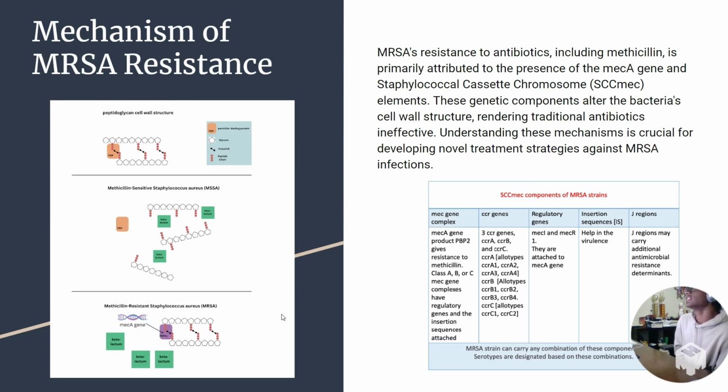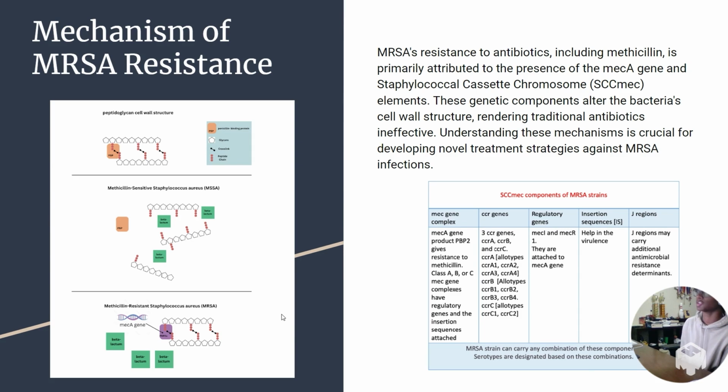So there are two different mechanisms for why MRSA is resistant to methicillin and different types of antibiotics, and this includes two different parts: the staphylococcal cassette chromosome, the SCCmec element, and the mecA gene. These two genetic components alter the bacteria's peptidoglycan cell wall structure, and this renders the traditional antibiotic ineffective. Understanding these mechanisms is crucial for developing novel treatment strategies against MRSA infections.